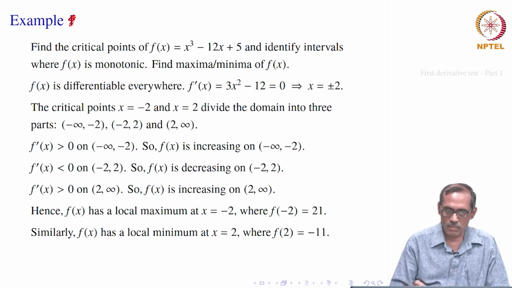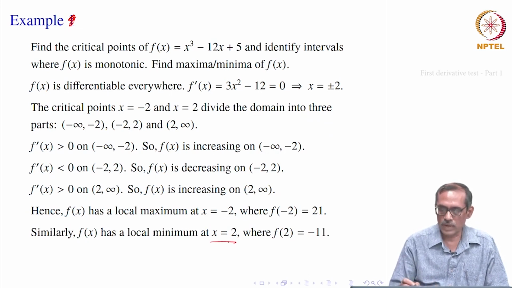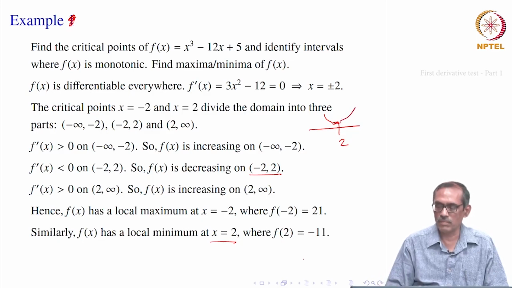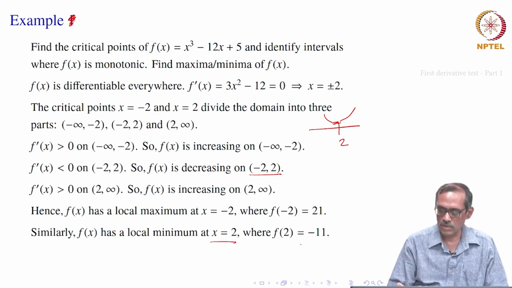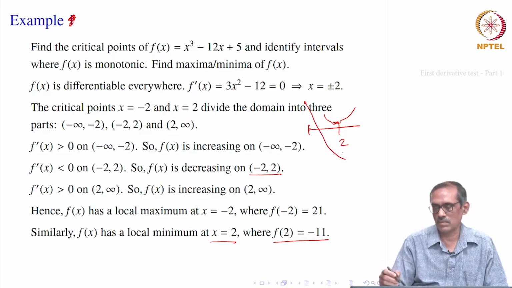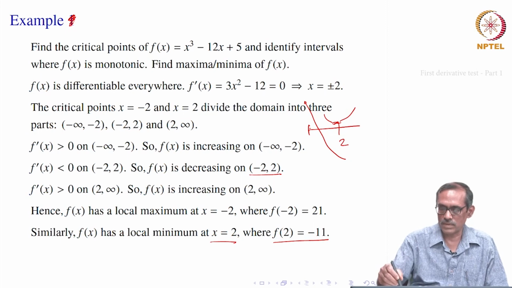Okay. Then what about at 2? At 2 again, to the left of it is the interval minus 2 to 2. There it is decreasing, and to the right of it, it is increasing. So, there is a minimum value at x equal to 2, and if we substitute x equal to 2, you would get minus 11. So, from 21 at minus 2, it decreases to minus 11. It looks something like this, but not exactly. Of course, it is a cube. So, it comes like this.